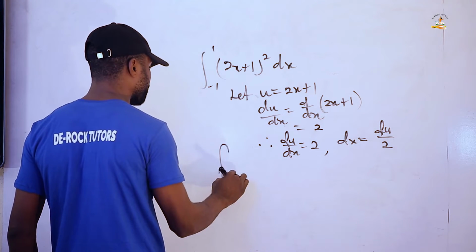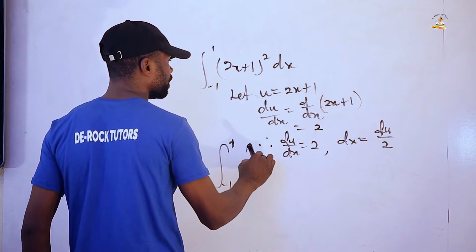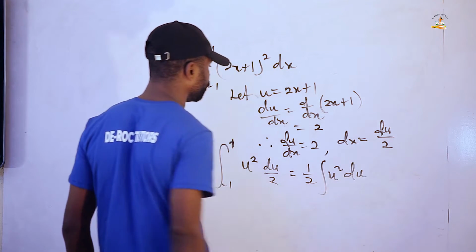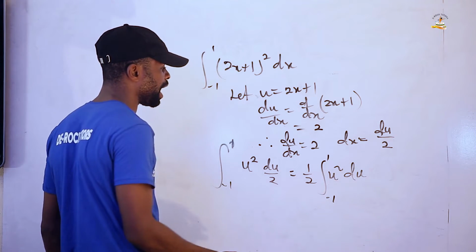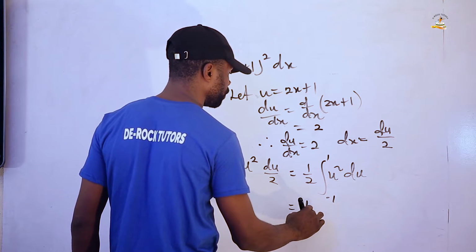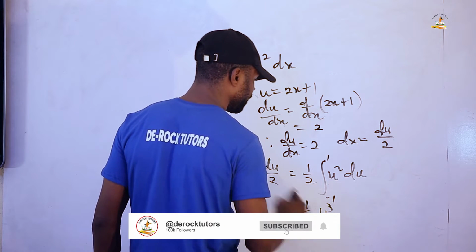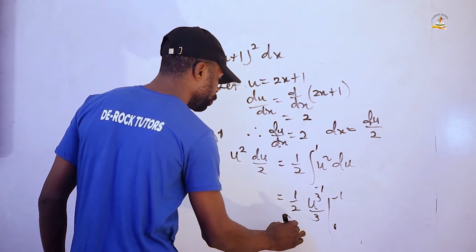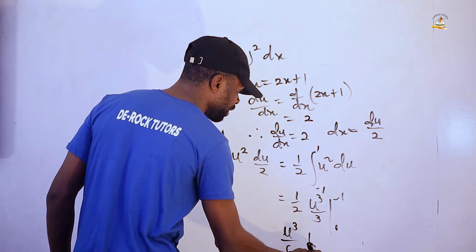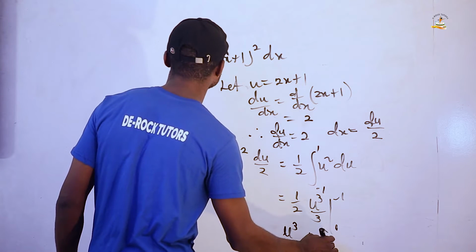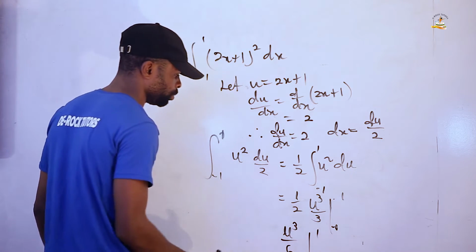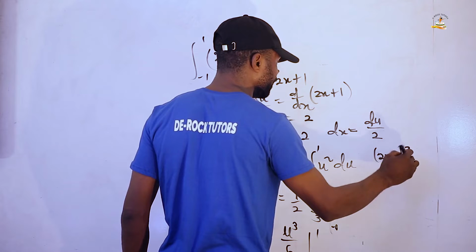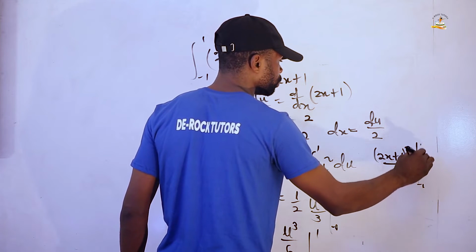We substitute. We have the integral from -1 to 1 of u squared du over 2. We bring out 1 over 2 from the integral sign, then we integrate u squared du with respect to the lower and upper boundaries. We have 1 over 2 times u raised to power 3 over 3, from -1 to 1. So we have u cubed over 6, from -1 to 1. We put our u here as (2x plus 1) raised to power 3 over 6, from -1 to 1.